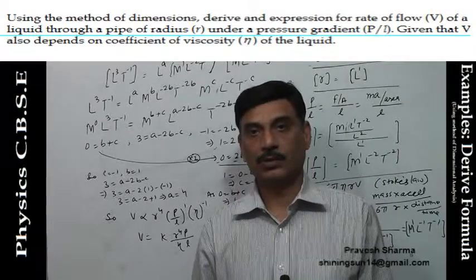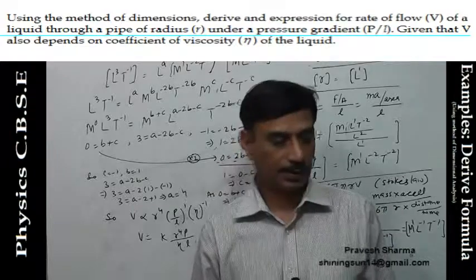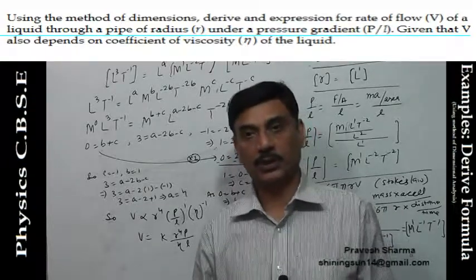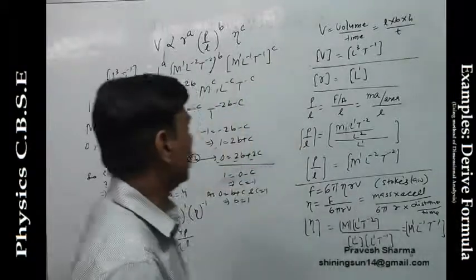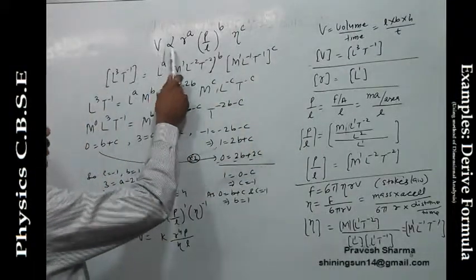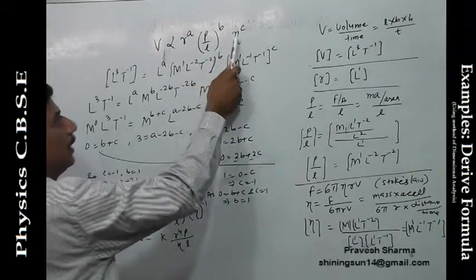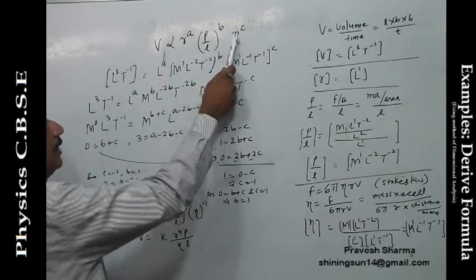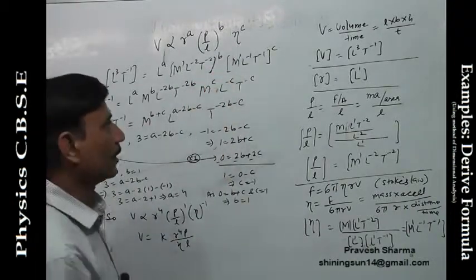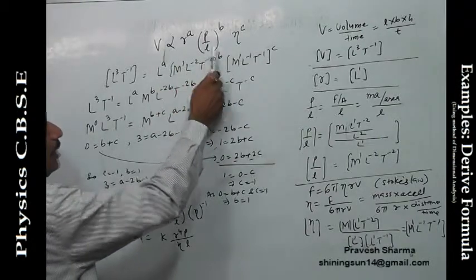Coefficient of viscosity is also called liquid friction, how viscous a liquid is. As we have dry friction, similarly in liquids we have liquid friction. So over here we write rate of flow is proportional to r raised to a, P by L raised to b, eta raised to c, where r stands for radius, P by L is the pressure gradient, and eta is the coefficient of viscosity. So first step is, let's write the dimensional formula for V, r, P by L, eta.